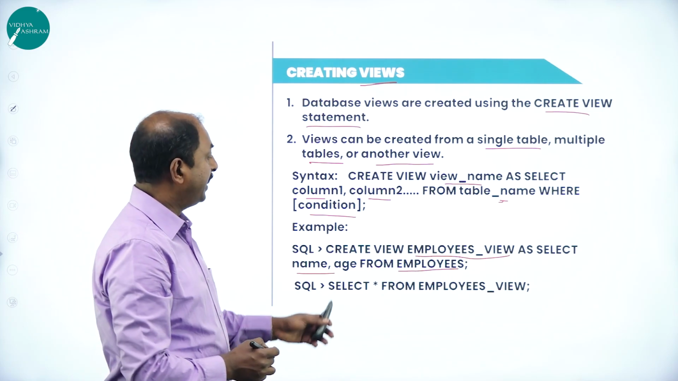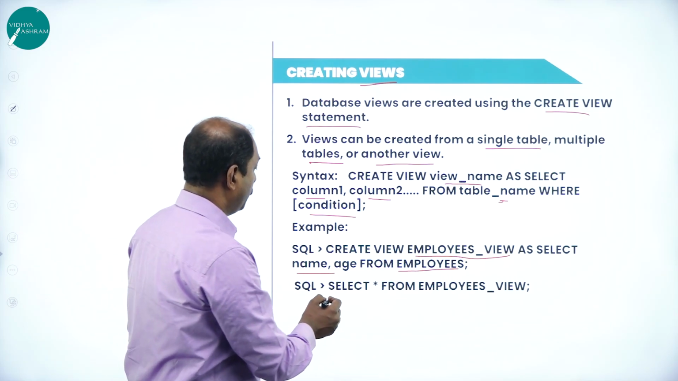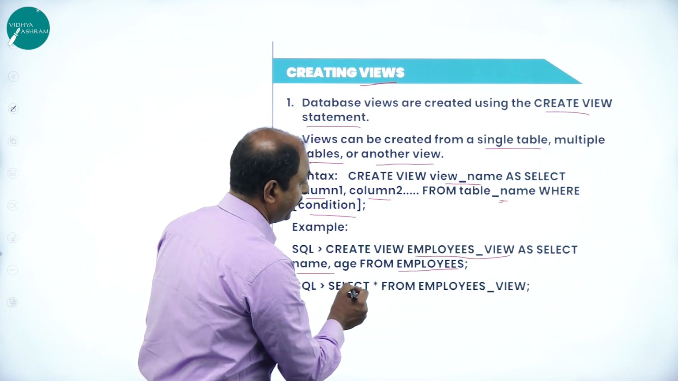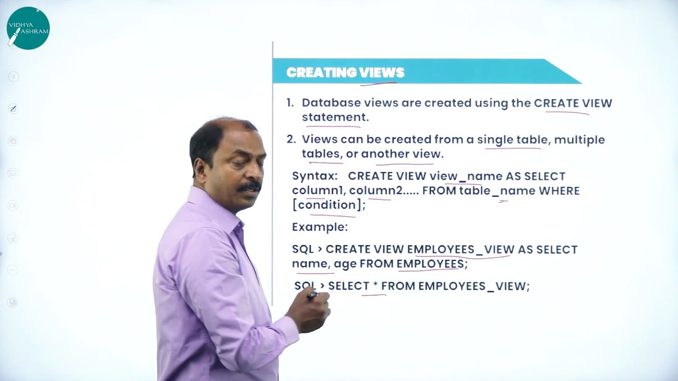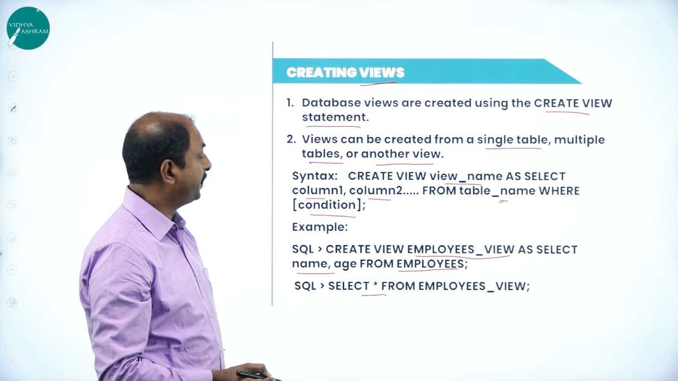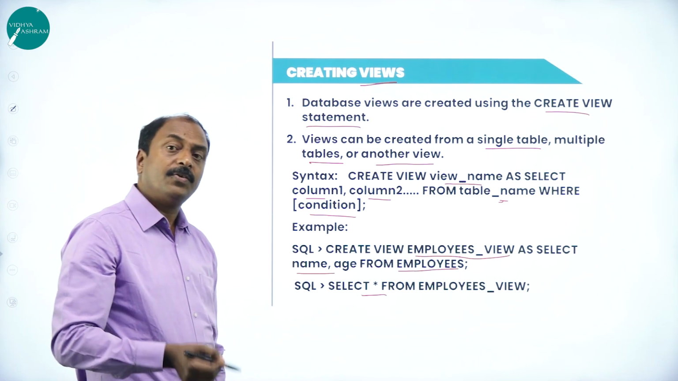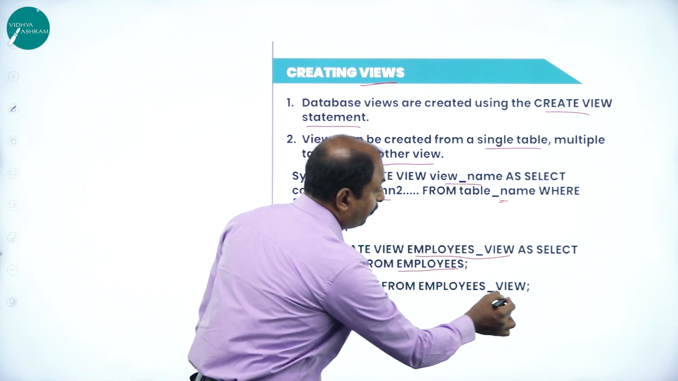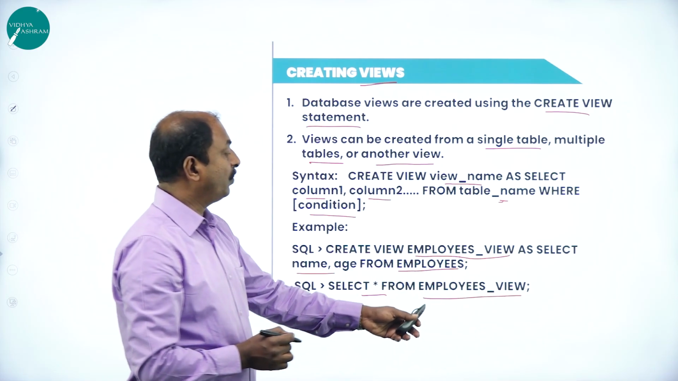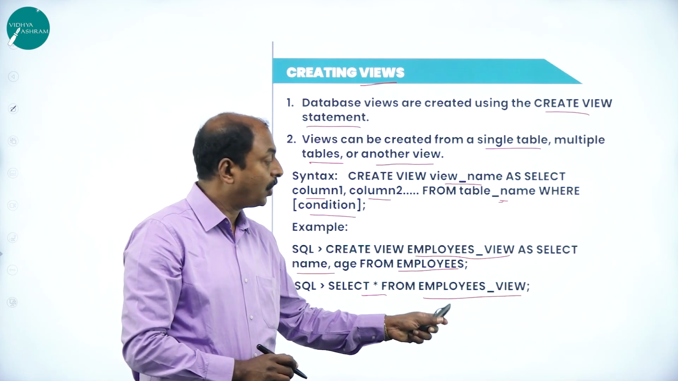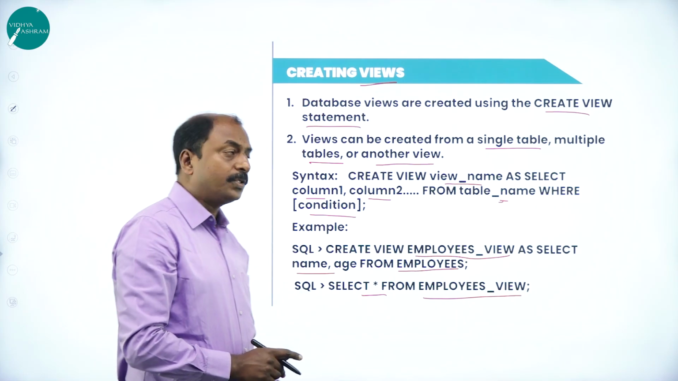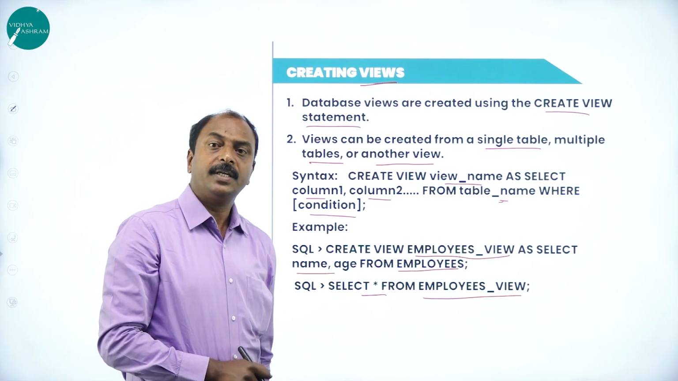Next one is select star from employees_view. Now we want to display that, so we are using the select command. Star is a wildcard. It is going to display all the records of a table or a view, in this example from employees_view. So it is going to display all the records of the employees view. So this is creating views in SQL.